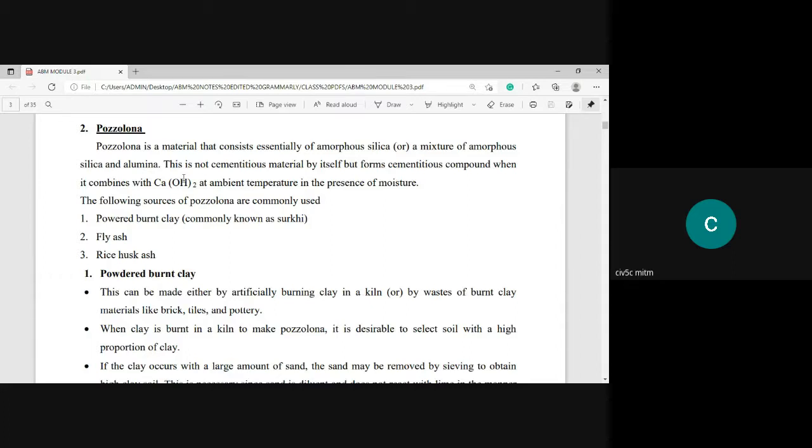Is it clear? So next, what are the sources of pozzolana commonly available or commonly used? Number one, powder burnt clay. Powder burnt clay, or commonly, we know that it is surki. Next, fly ash. So this is the predominantly used pozzolana in the entire world. In the entire world, this is the predominantly used pozzolanic material. Please keep this in mind.